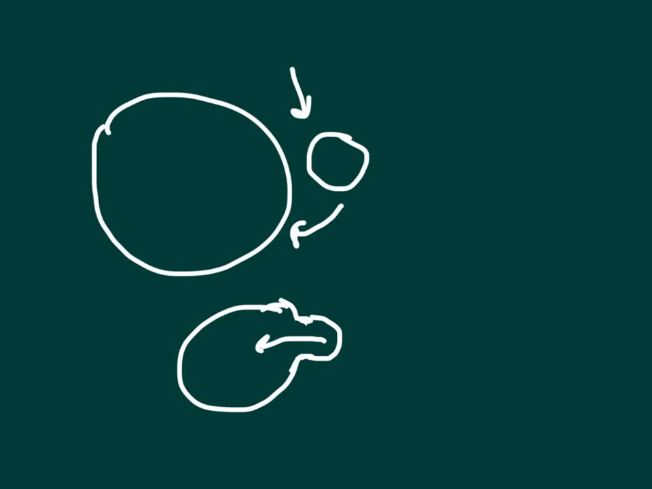Exact opposite process is exocytosis, when the vesicle actually starts inside of the cell, moves closer, fuses, and then it disperses its contents out of the cell. That's everything you should need to know about active and passive transport.